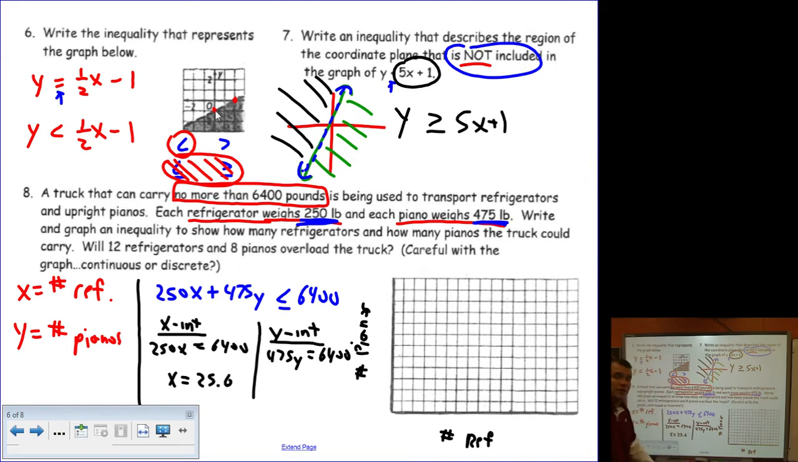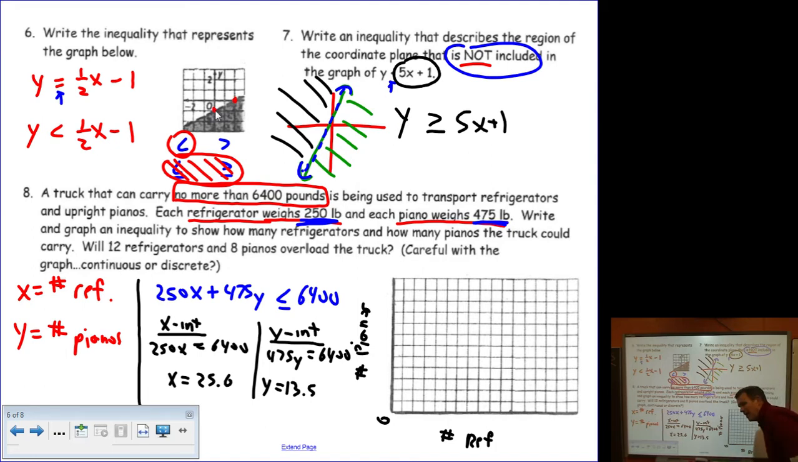So it could carry 25.6 refrigerators if it was all refrigerators. Or the y-intercept, 6,400 divided by 475, that would be at about 13.5. About 13.5 pianos, 13.47 to be more accurate, I suppose. All right, so I need to label my graph, so x can be 25.6.